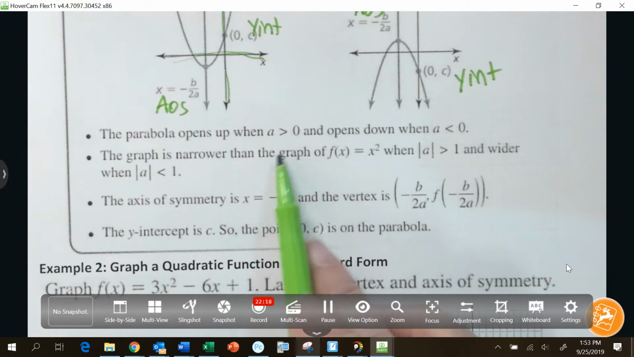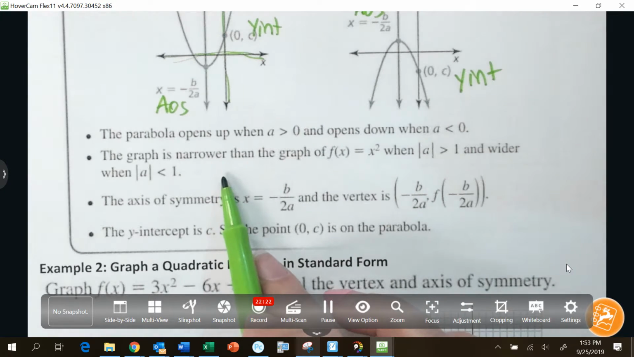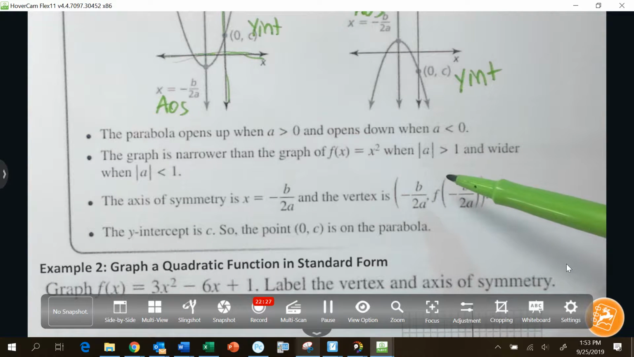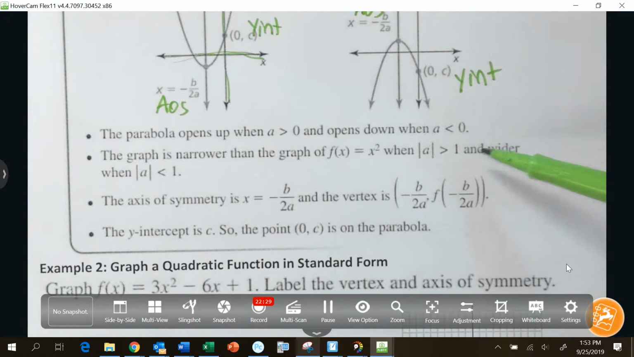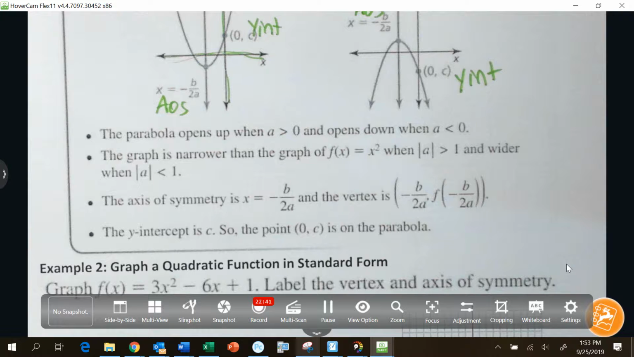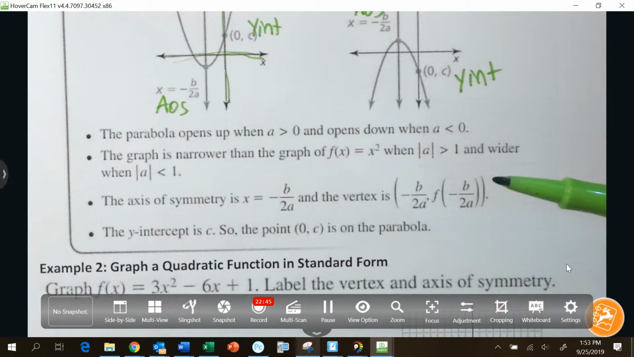So the parabola opens up when a is greater than 0, opens down when a is less than 0. We still have stretches and shrinks. If the a value is greater than 1, it's going to be a vertical stretch. If the a value is between 0 and 1, then it's going to be a vertical shrink. That's what this talks about here, being narrower or wider. The axis of symmetry is x equals negative b over 2a.